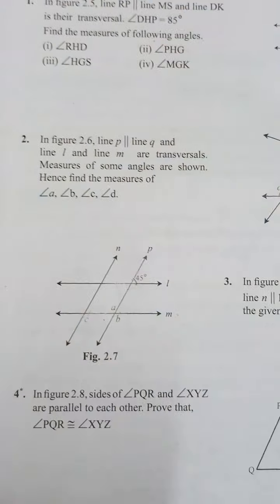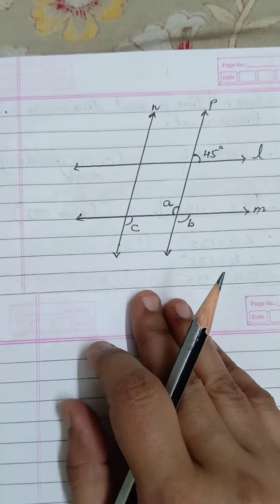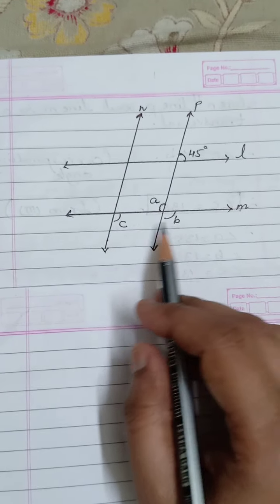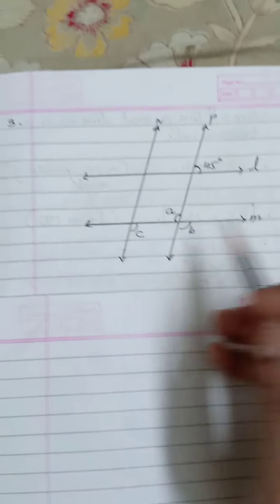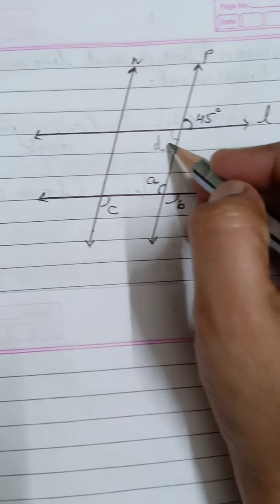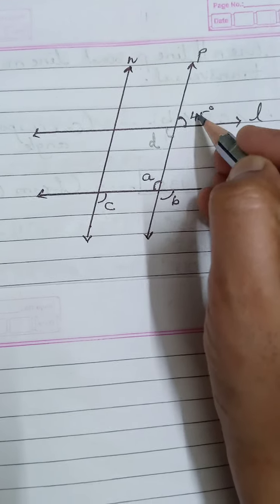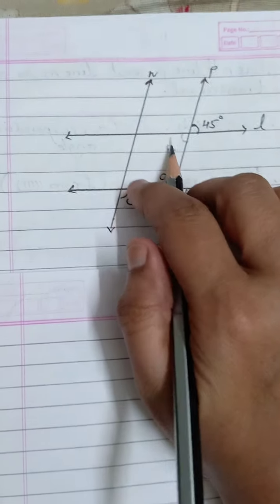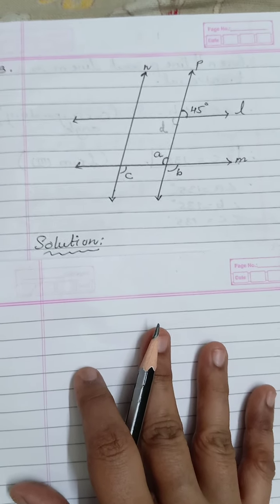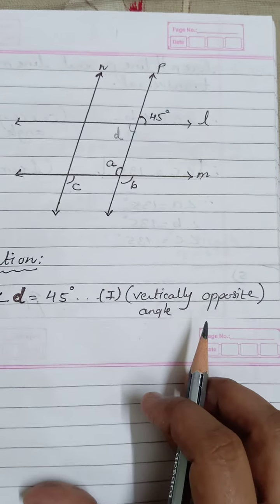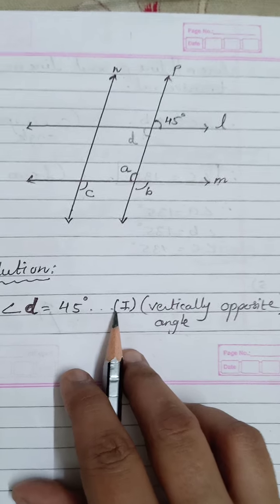Now we will see how to solve this question. I have taken here the same figure which is already given in the textbook. We have to find the value of A, B and C. Now here I will take angle D. If you observe carefully, this angle D and 45 degrees are vertically opposite angles. So angle D will be equal to 45 degrees because of vertically opposite angles. In the solution I will write that first, angle D is equal to 45 degrees because of vertically opposite angles, and I have given it equation number 1.